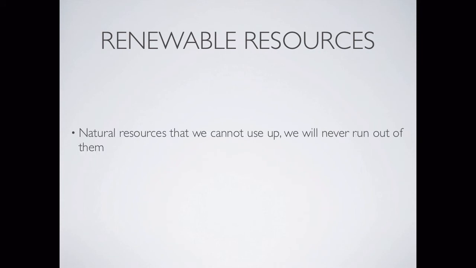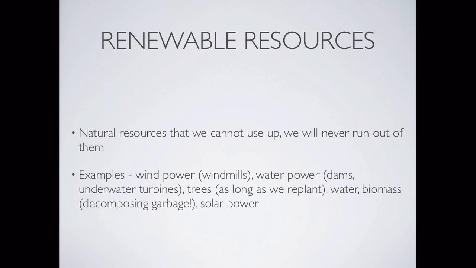Renewable resources. Natural resources that we cannot use up, we will never run out of them. Things like wind power, water power, trees, water itself, biomass, which is decomposing garbage, solar power. Resources that the earth gives us that we're not going to use up. We're not going to use the sun up. We can't use up water. Those are renewable resources. We can use them over and over and over again.